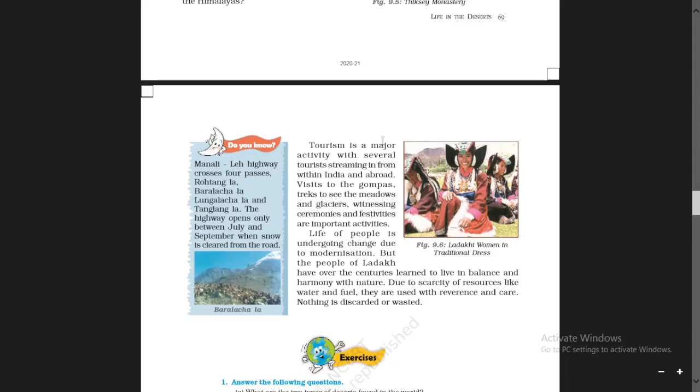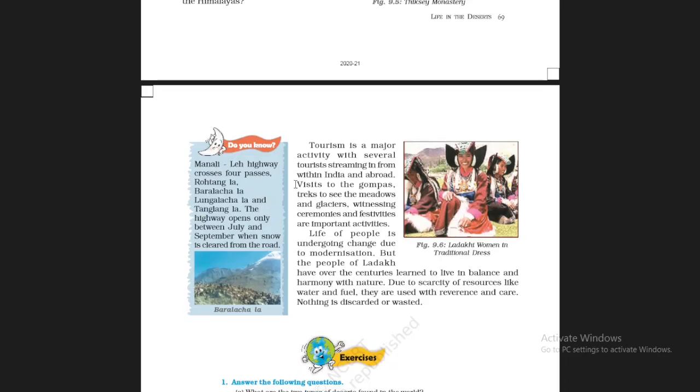Tourism is a major activity with several tourists streaming in from within India and abroad. Tourism, boys, is a major activity, which is the commercial organization and operation of holidays and visits to places of interest. Tourists come from within India and from foreign countries also.